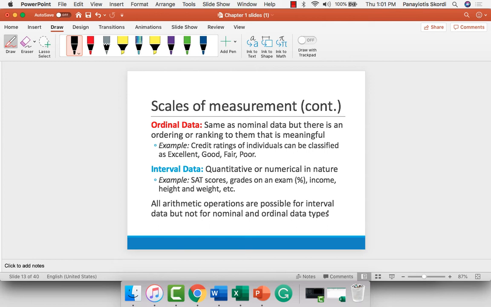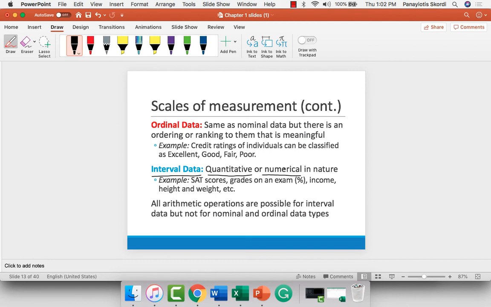Finally, we have interval data. Interval data also has AKAs, it's also known as quantitative data or numerical data. So interval data has different names. And what is it? Well, this is the actual numbers we're used to dealing with on a day-to-day basis, where we can actually add, divide, subtract, multiply, and it actually means something.